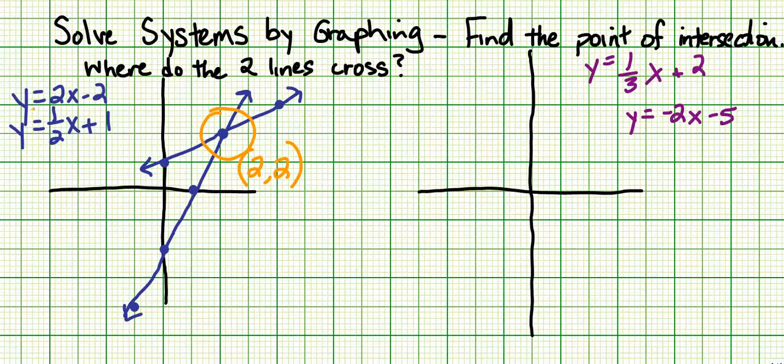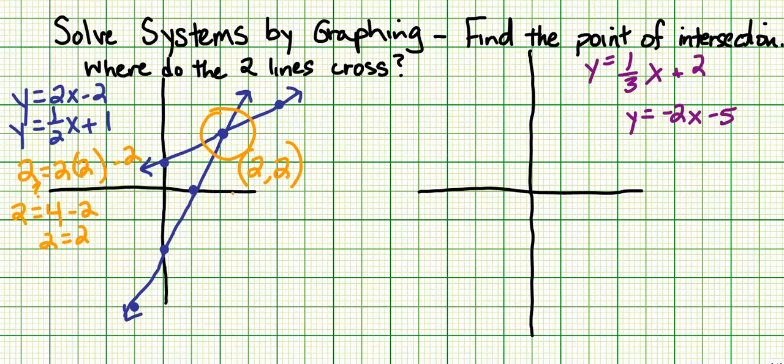It's the one point where if I were to plug the point (2, 2) into both equations, it would give me true statements for both lines. For example, if I put a 2 in for y into equation number 1 and a 2 in for x, and do this math, does 2 equal 2 times 2, which is 4, minus 2? Does 2 equal 4 minus 2? Sure it does. 2 equals 2. So (2, 2) works in the first equation.